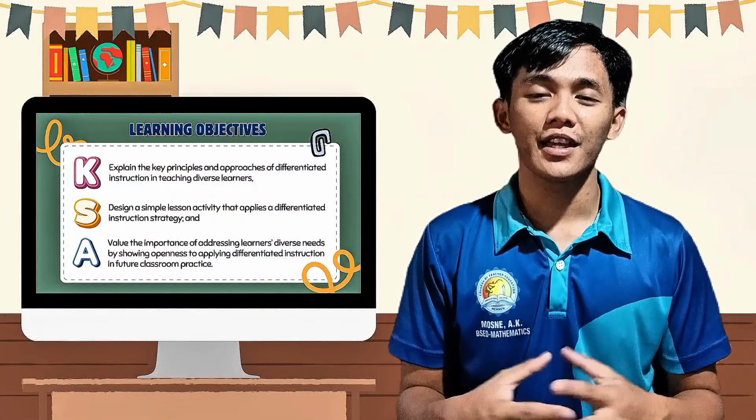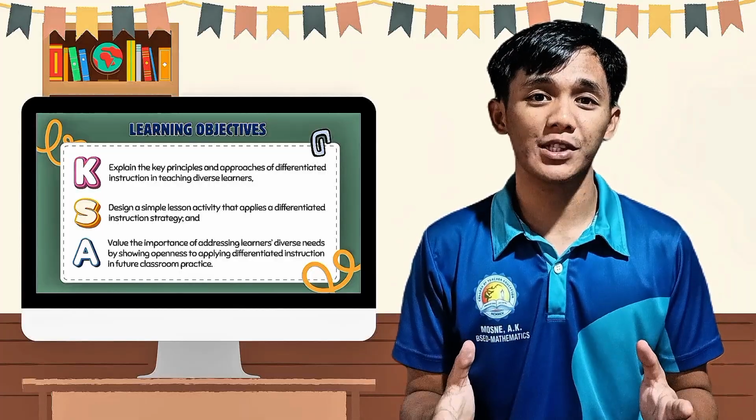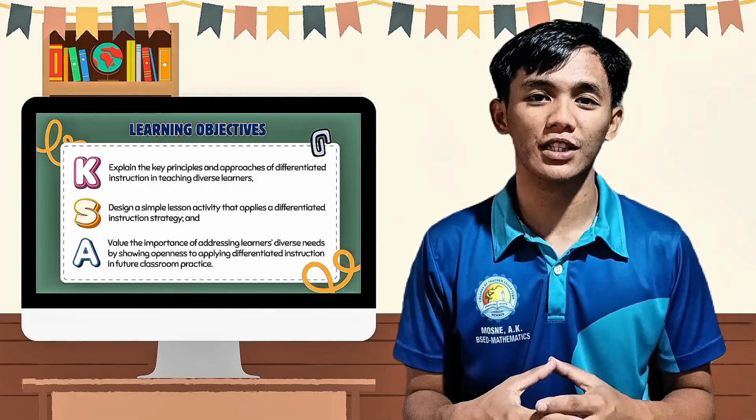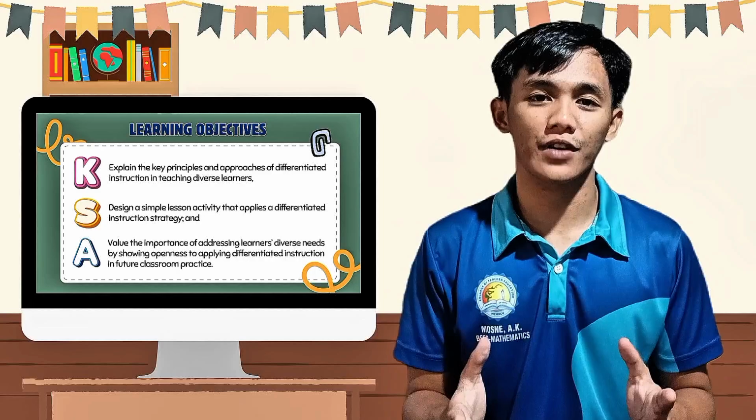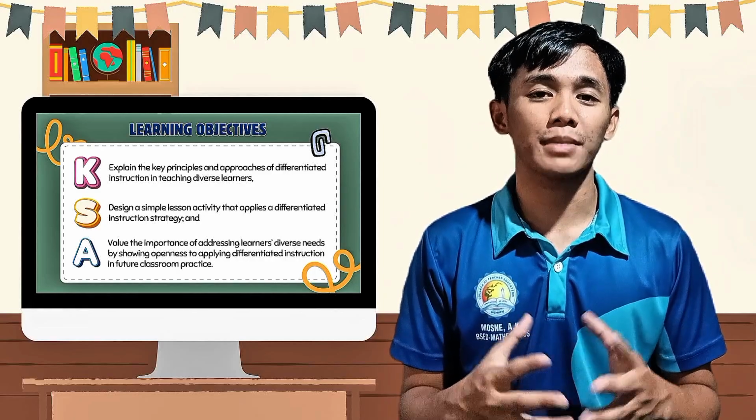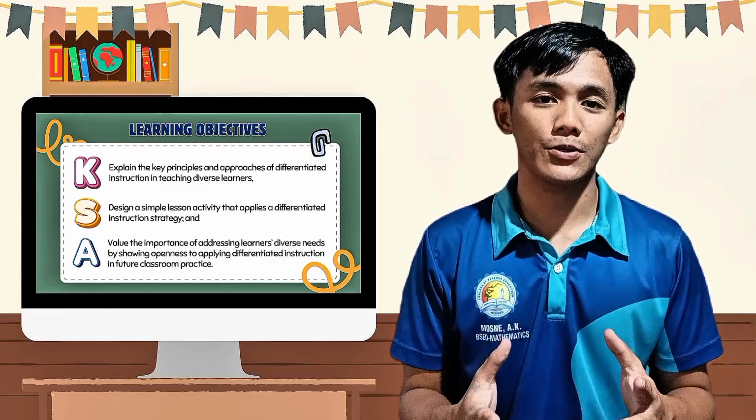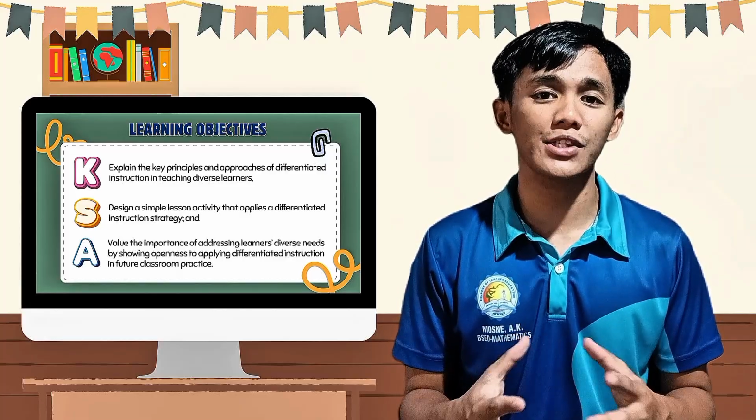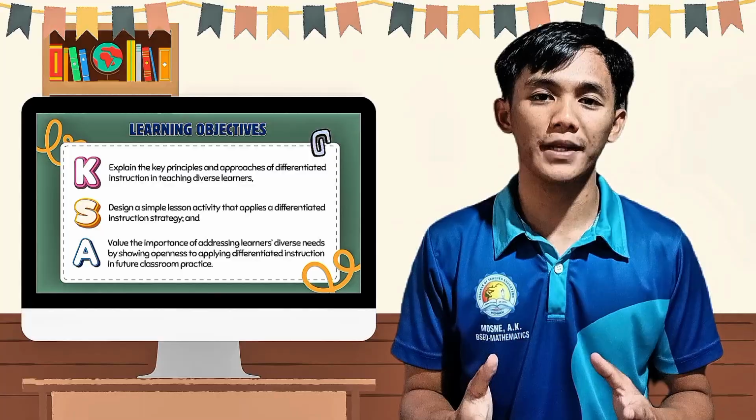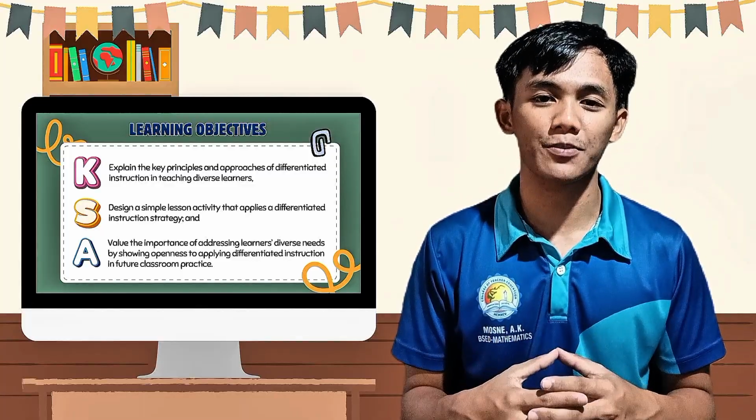Before we begin, here are our learning objectives. Explain the key principles and approaches of differentiated instruction in teaching diverse learners. Design a simple lesson activity that applies a differentiated instruction strategy, and value the importance of addressing learners' diverse needs by showing openness to applying differentiated instruction in future classroom practice.